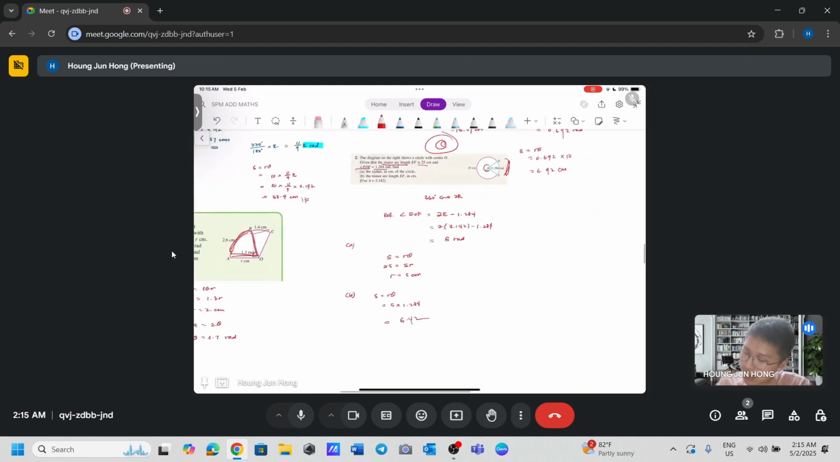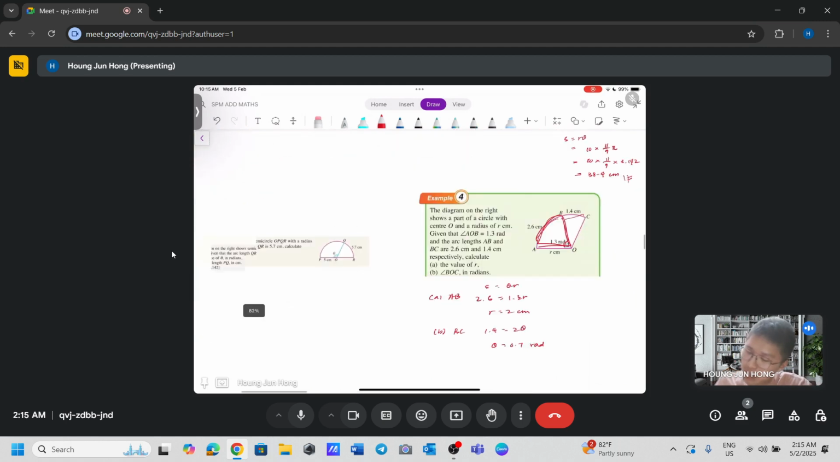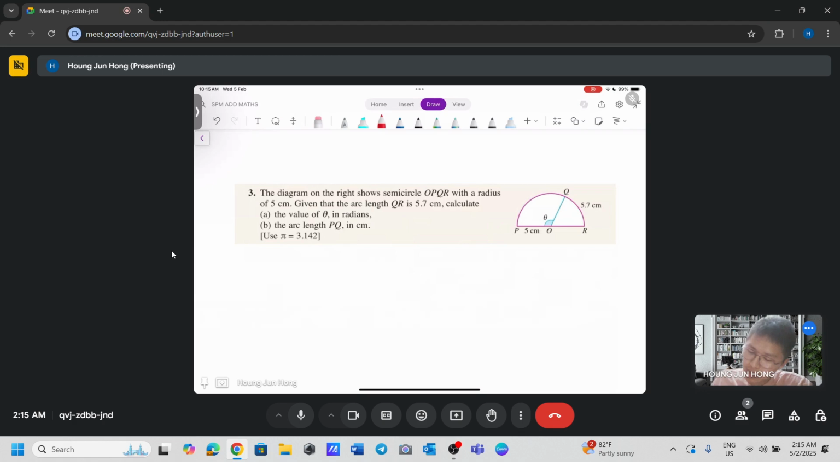Last question. Let me just do it here. This is question 3 from the textbook. Typically very simple. So first of all, what do we do? Find the other angle. No, sorry, wait. No, this one is actually straightforward. Yes, find the other angle first, because you know that this whole thing is 5 cm. So again, s equals r theta, 5 equals 5.7 theta, which gives you theta as 5.7 over 5 equals 1.14 radian.